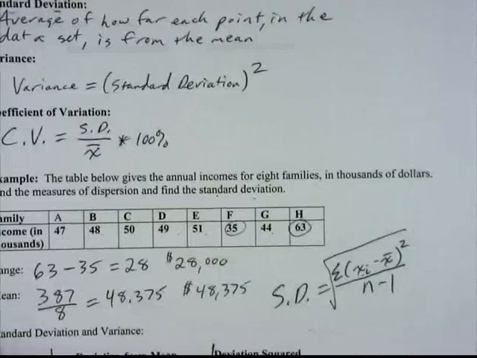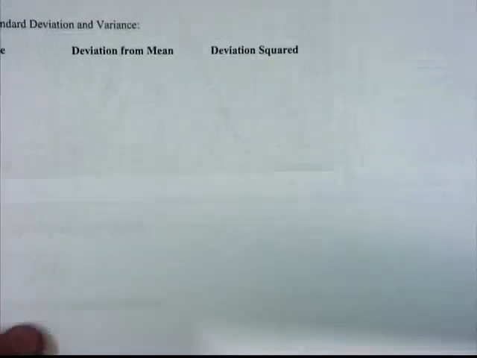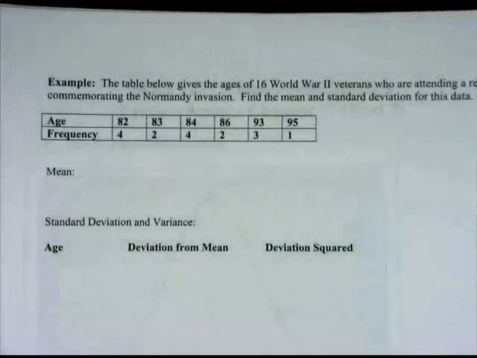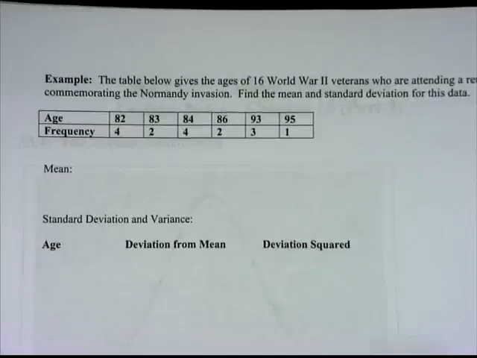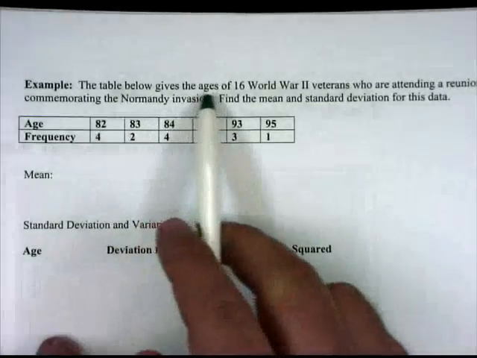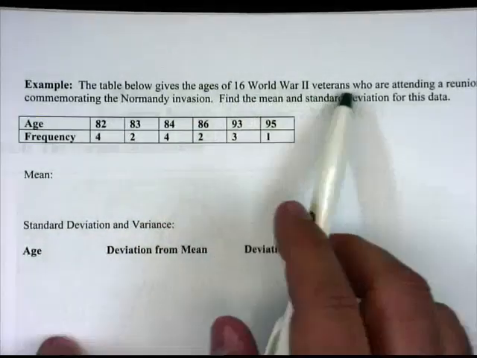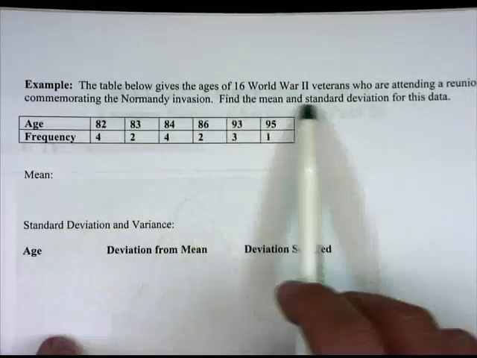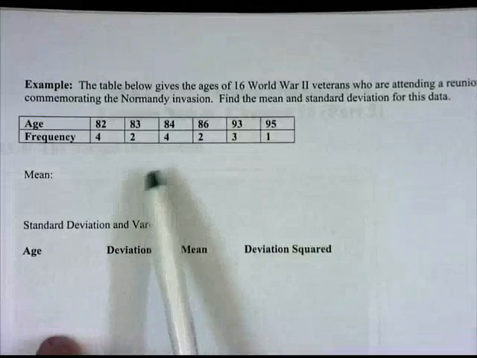All right, there's one other way that the data is often given, and they want to find standard deviation for it. So in this one, the table below gives the ages of 16 World War II veterans who are attending a reunion commemorating the Normandy invasion. Find the mean and standard deviation of this data.